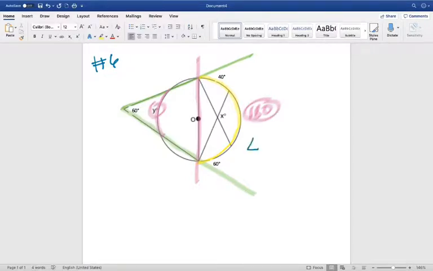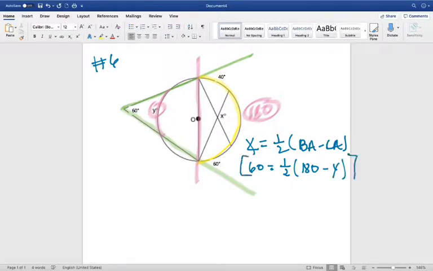So the angle on the outside equals 1/2 the big arc minus the little arc. So 60 will equal 1/2. The big arc is 180. The little arc is y. And then you're going to solve that from there. I'm going to multiply both sides by 2 this time just to deal with it that way. When I do 2 times 60, I get 120. When I do 2 times 1/2 over here, those cancel and I'm left with 180 minus y. Move the 180 over, so I get a negative 60 equals a negative y, which means y equals 60. So this measure right here is 60 degrees.